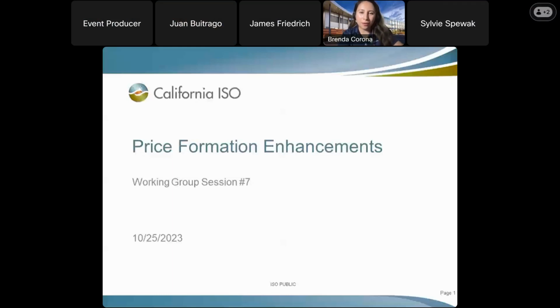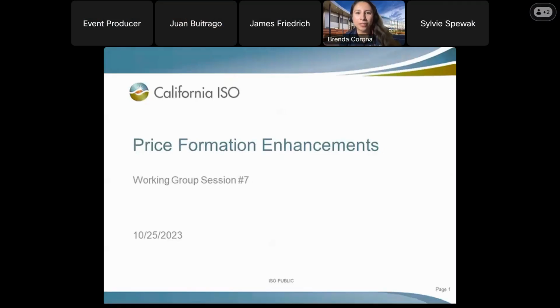On behalf of the Stakeholder Affairs Group, I welcome you to our session today where we'll be discussing, in response to stakeholder feedback, the priority topics. So today, ISO staff will be providing a review of existing market mechanisms as it relates to scarcity pricing, and hear other stakeholders' perspectives on the draft problem statements.